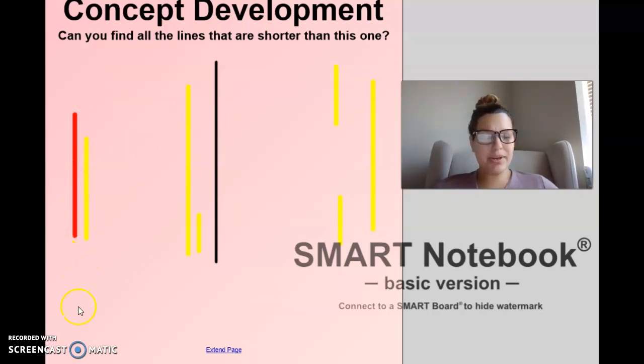Is our yellow line shorter than the red line this time? Yeah, our red line is longer or taller than our yellow line. Is our yellow line shorter or longer than our red line? It is longer. It is taller than our red line. You guys are rocking this.